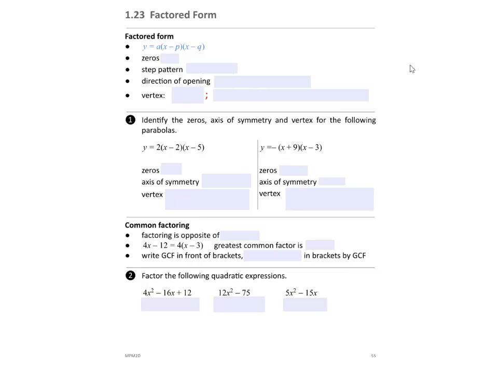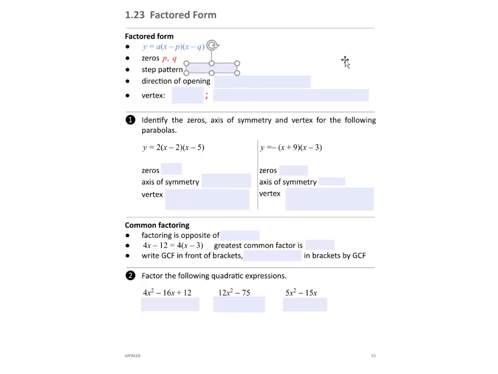Then we have two sets of brackets. First set has x minus p. Second set has x minus q. What the p and q are, are the zeros. And what's important to note here is that positive p and positive q are the zeros. Notice how in the formula it says minus p, minus q. That means the opposite sign of whatever is in the brackets. I'll elaborate on that a little bit further into the lesson.